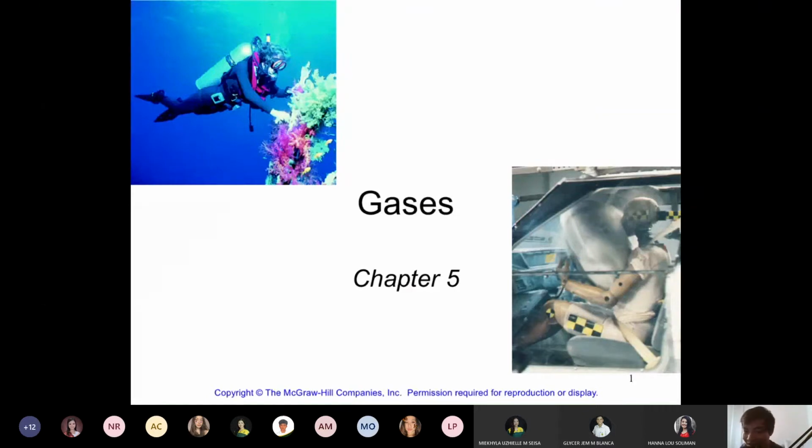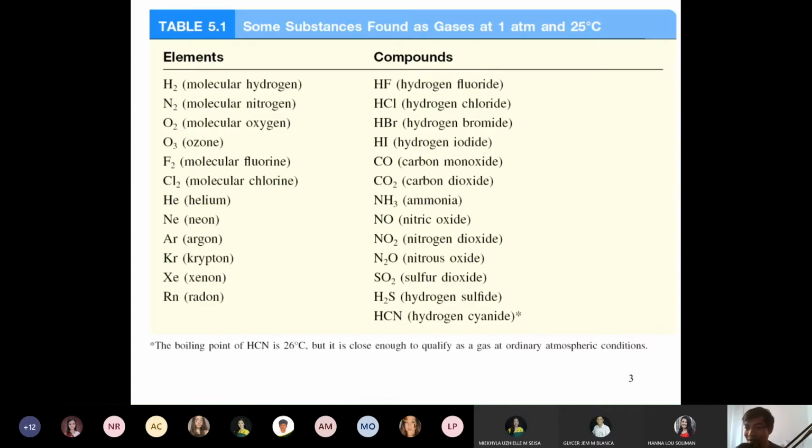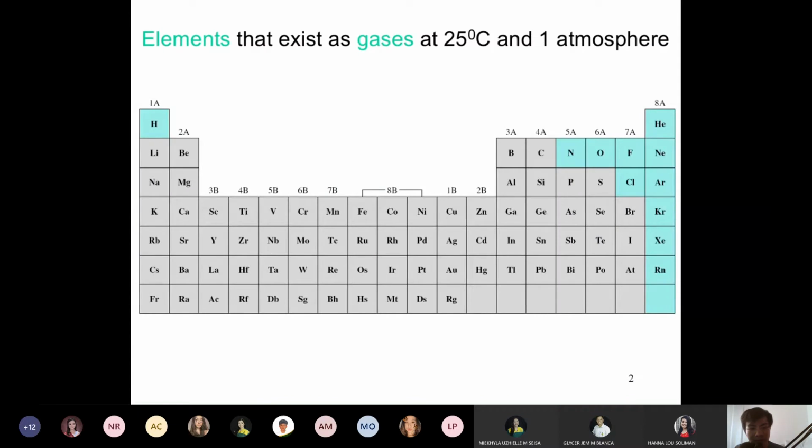Okay. So, let's discuss the last chapter in inorganic chemistry part of this subject, which is gases. Ano ba yung mga gases? There are some elements that exist as gases under normal condition. When you say normal condition, usually that's 25 degrees Celsius, the ambient temperature, and 1 atmosphere. So under normal circumstances, some elements exist as gases. For example, yung hydrogen gas, nitrogen gas, oxygen gas, fluorine gas, chlorine gas, and the noble gases.